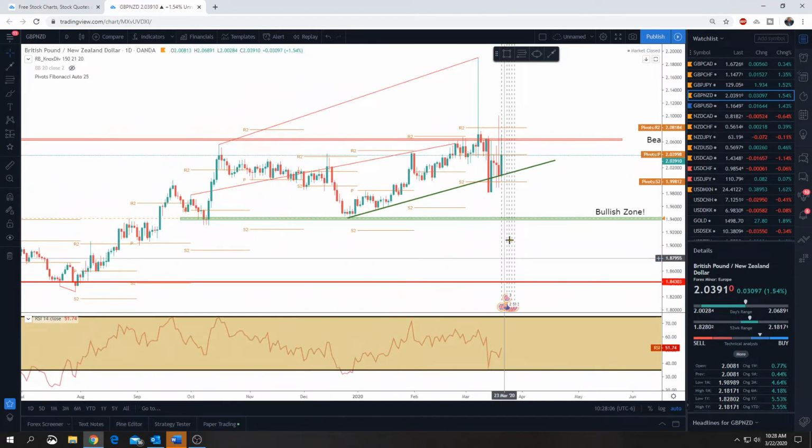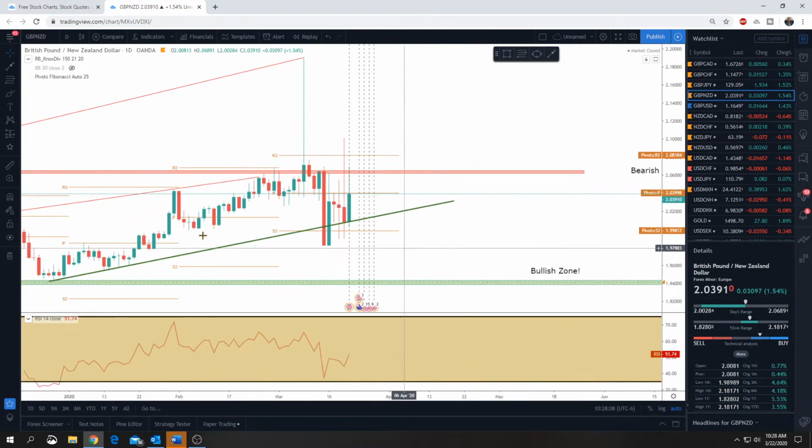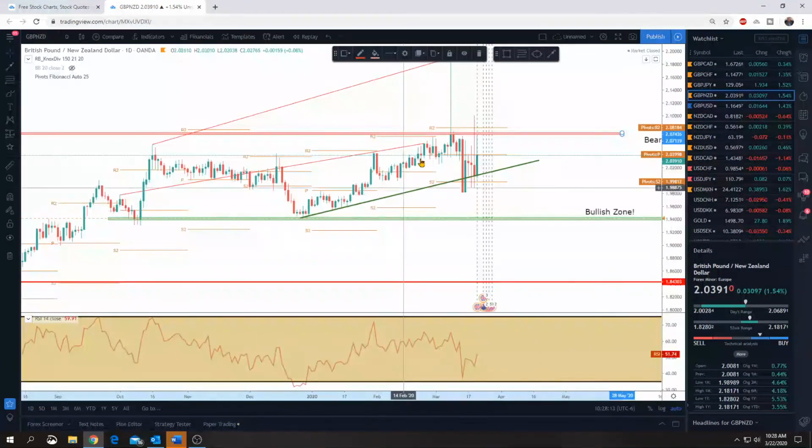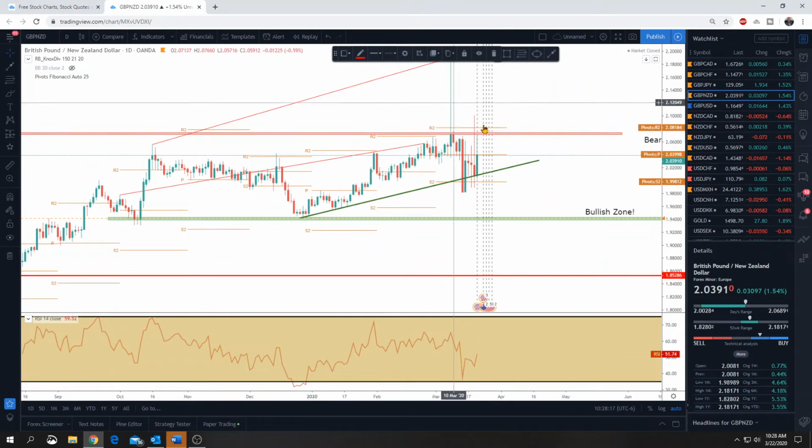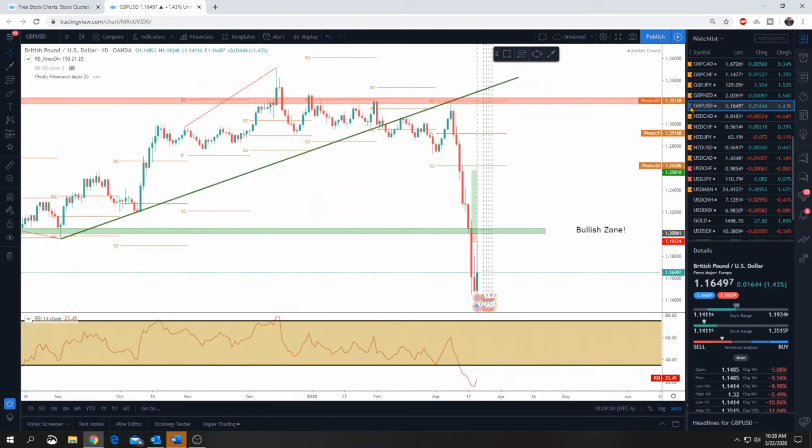British pound, NZD. Yeah, I mean, look at these sporadic moves. So I like this as a resistance level where we have it. I like it even better if we get a pull all the way down to this level. We can go bullish on this pair. But right now there's no trade.